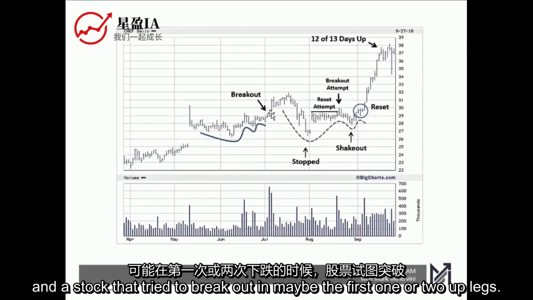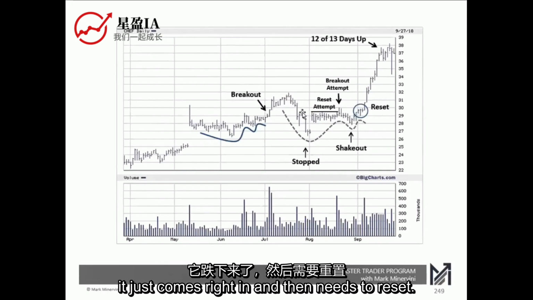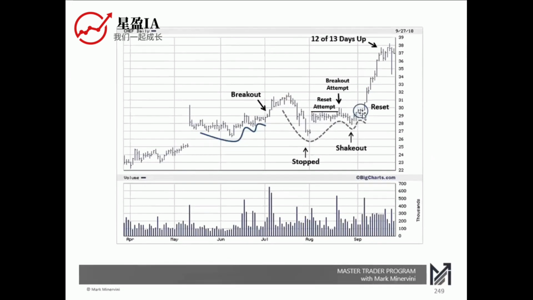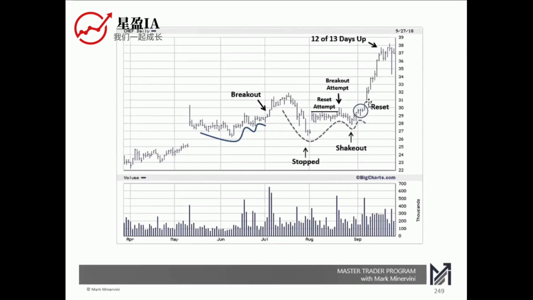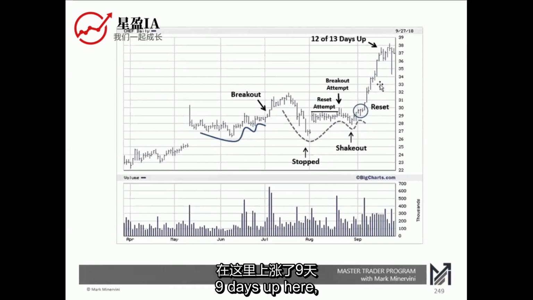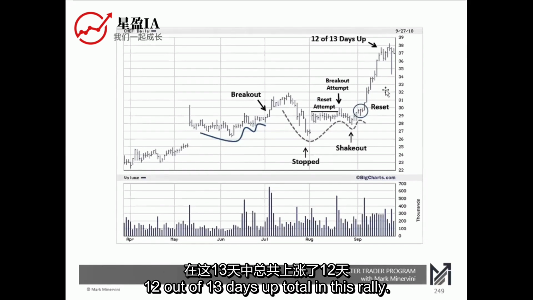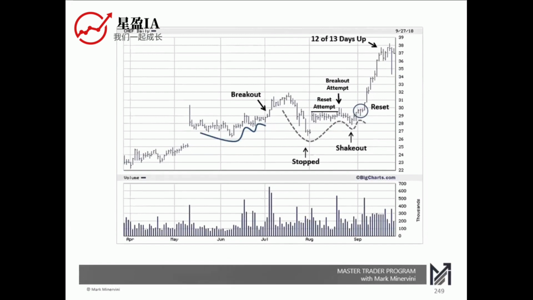And a stock that tried to break out in maybe the first one or two up legs, now when you get that exacerbation in selling, it just comes right in and then needs to reset. Now you get the reset and see again, look at when it's really ready. Look how efficient. Boom, boom, boom, boom. Look at one. What do we got here? 1, 2, 3, 4, 5, 6, 7, 8, 9 days, right? Nine days up here, 12 out of 13 days up total in this rally. And that's really super strong, super strong.